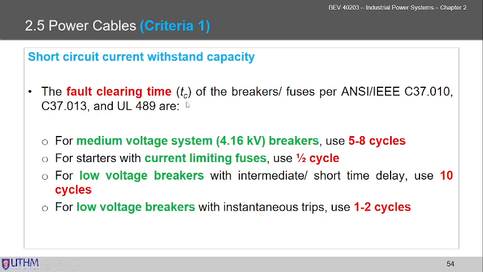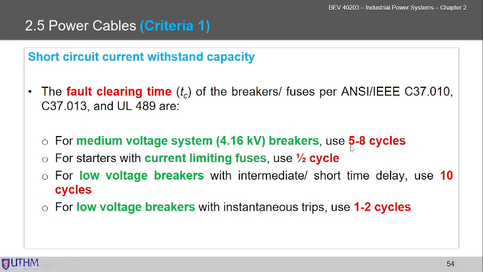Fault clearing time is only one of the components you need to consider for the T, in order to calculate for the T. So this is one of the calculations you need to consider. For medium voltage systems, for 4.16 kV breakers, the fault clearing time we use is 5 to 8 cycles.